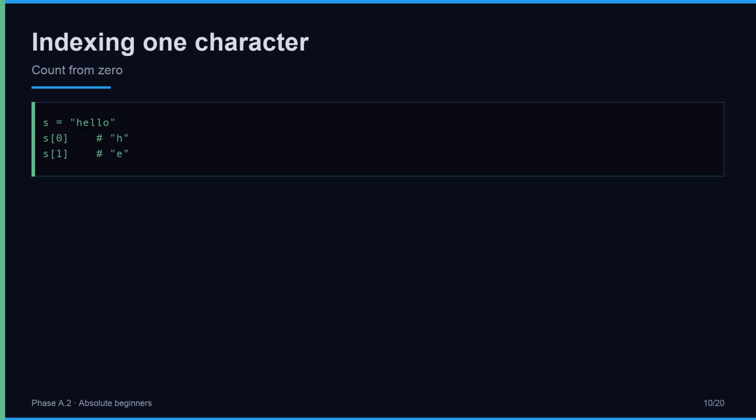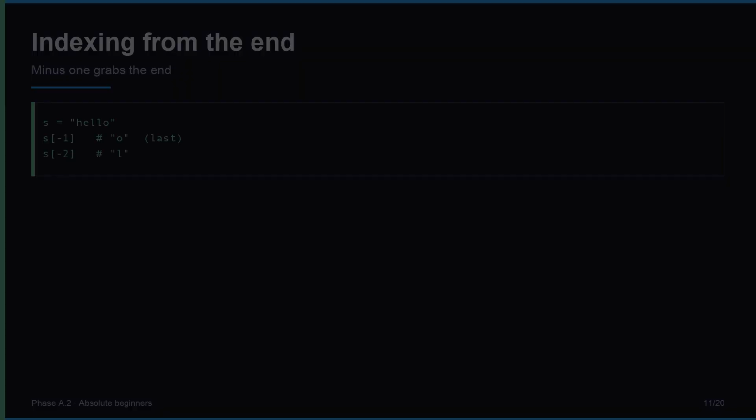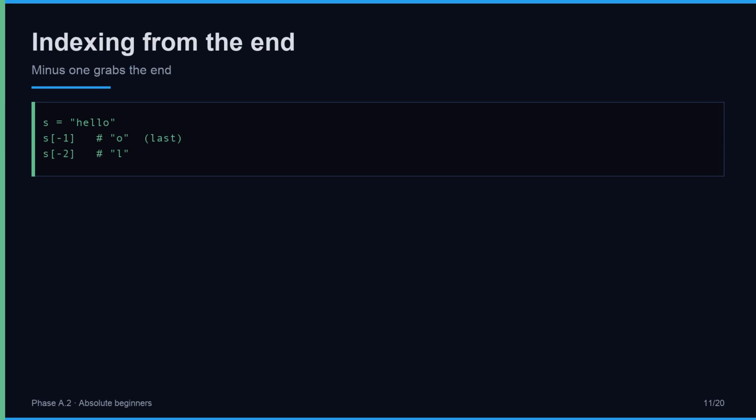Indexing lets you reach any letter of a string by asking for its place. Read it as, give me the character at position 0, then position 1, and so on. Count from 0. There is a lovely shortcut for counting from the end. A negative index reaches backward.